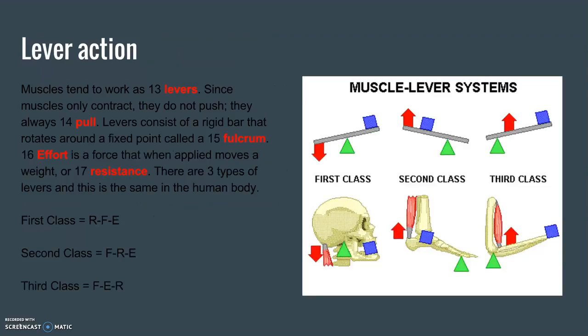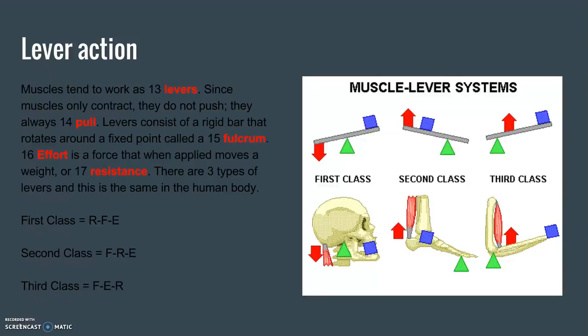Muscles tend to work as levers. Since muscles only contract, they do not push. They always pull. Levers consist of a rigid bar that rotates around a fixed point called a fulcrum. An effort is the force that, when applied, moves a weight or a resistance. So you've got an F for fulcrum, E for effort, and R for resistance. There are three types of levers in the world or in the study, and they're also the same in the human body.